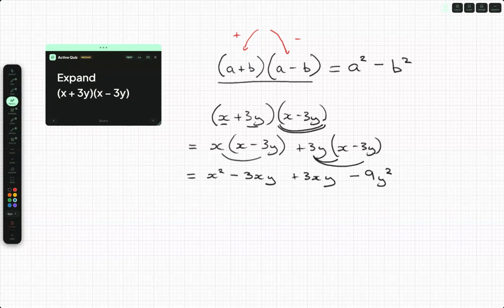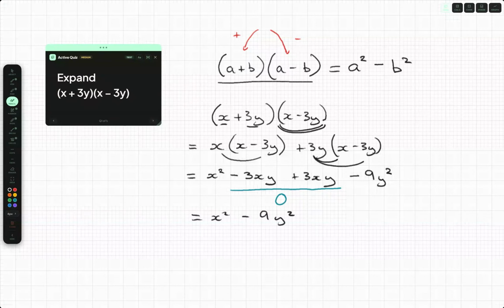Now the reason why this formula works is that these two values in the middle cancel each other out. Adding 3xy to negative 3xy results in 0. And what we end up with is x squared minus 9y squared. And that would have been the same as if we'd just gone straight to the top and just done x squared is a squared, and then put a negative symbol there and had a very quick answer straight away. So it's very useful to do this.